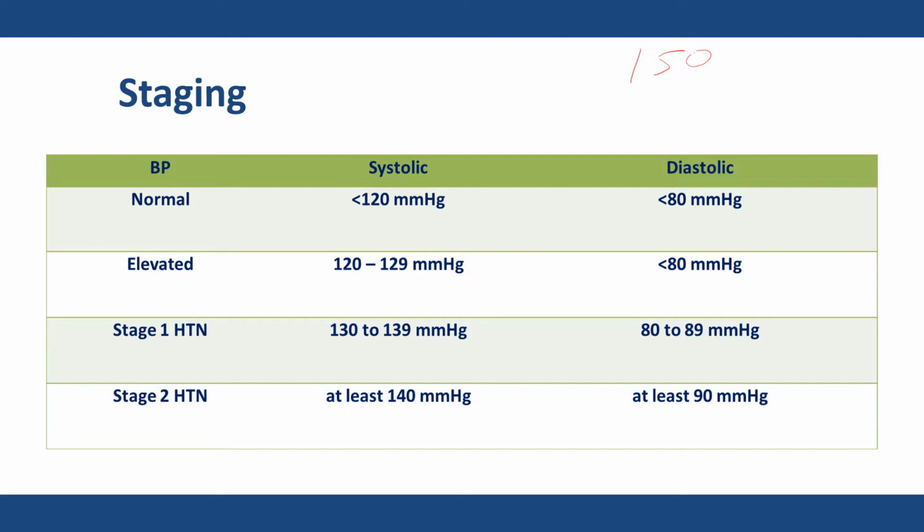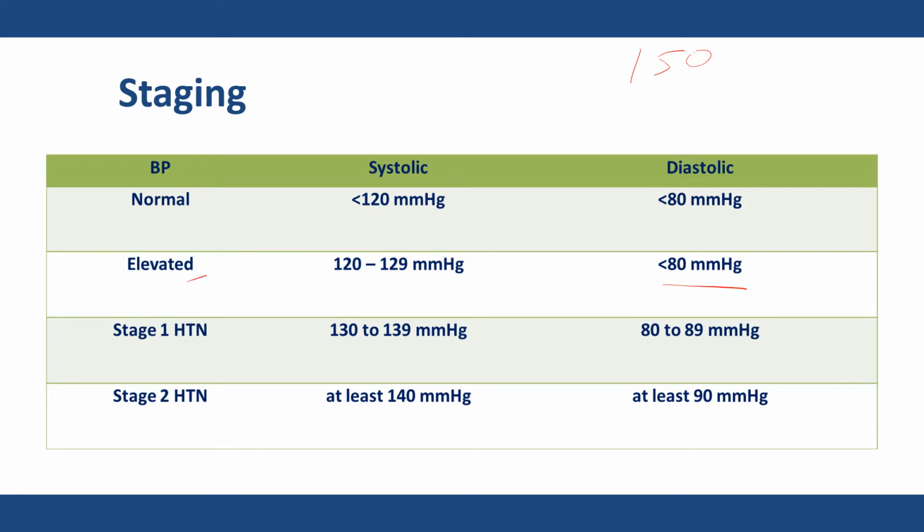Anyways, as of today, the most current guidelines are that normal blood pressure, if there's such a thing, is systolic blood pressure less than 120 millimeters of mercury and diastolic less than 80. So you can say 120 over 80 or less than 120 over 80 is normal. Now, if you have a patient whose systolic blood pressure is between 120 to 129 and diastolic is still less than 80, that is considered elevated blood pressure.